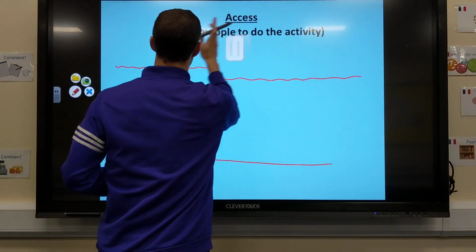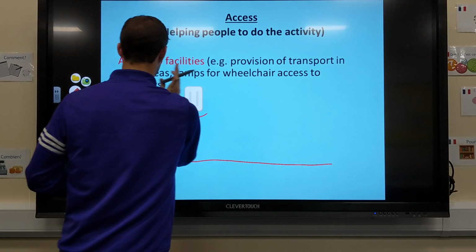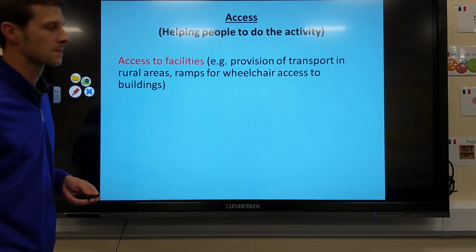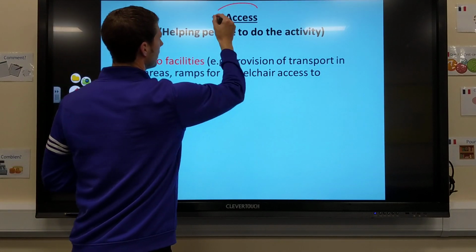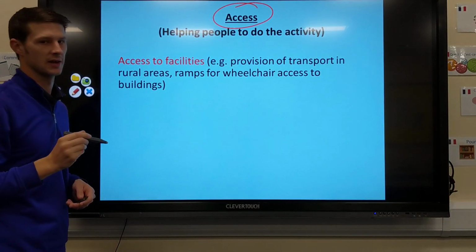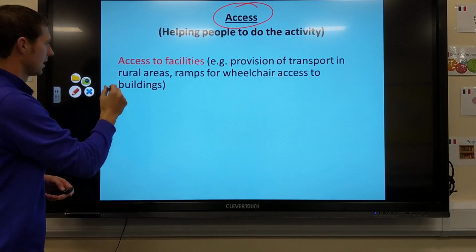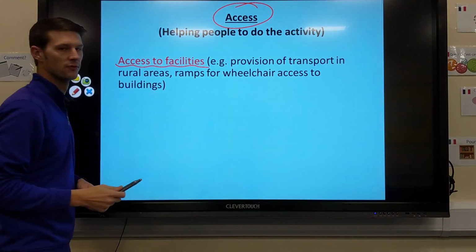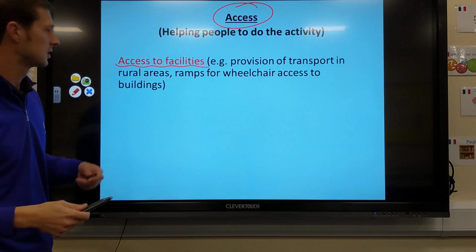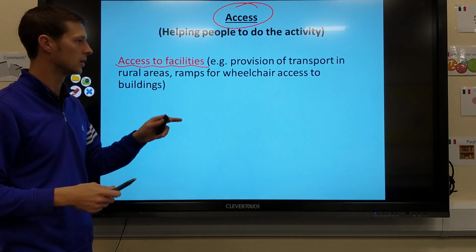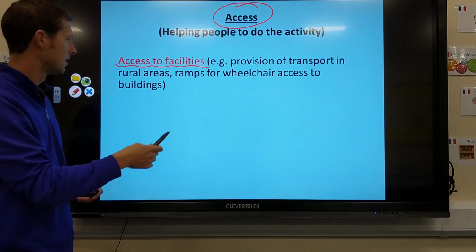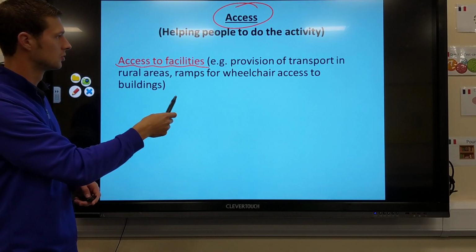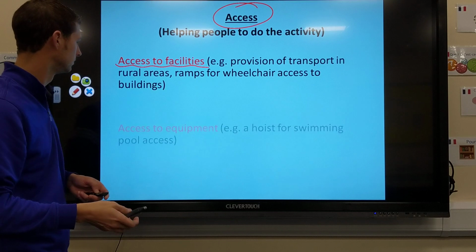And the last one we're looking at is access. Access is how can we help people do the activity. So we've got access to facilities, which goes with maybe providing transport, making sure we've got ramps in the area so we've got wheelchair access, and transport if we live in a rural location, as we mentioned earlier, so maybe they'll have to provide free travel.